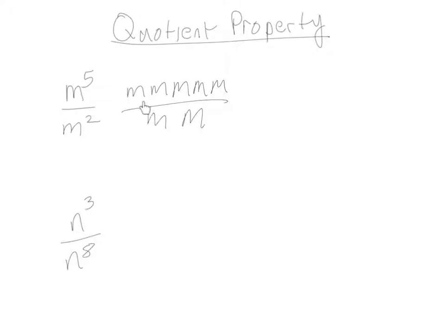So you can just cancel these things away. This m would knock out this m, and then this m could knock out one of these m's, and we'd be left with m to the third. So this gives an idea about a shortcut, which is I could get the same answer by doing 5 take away 2. I could have done m to the 5 minus 2 to get the same result.